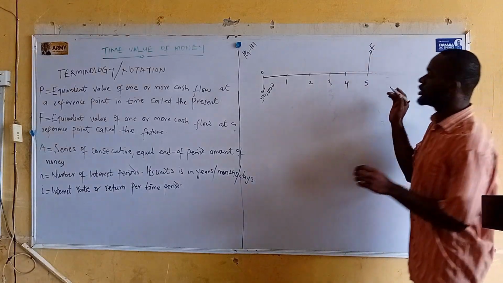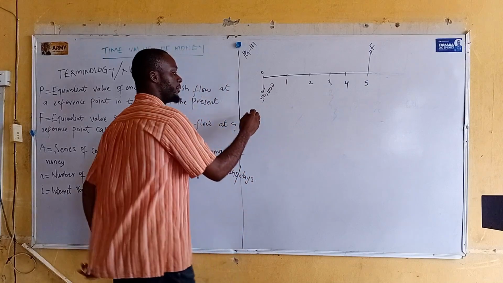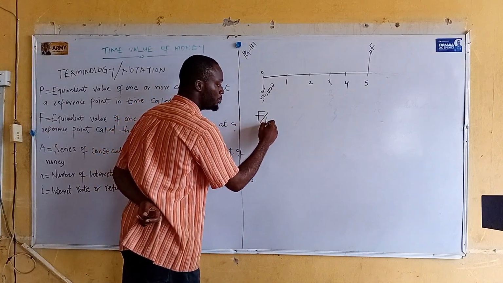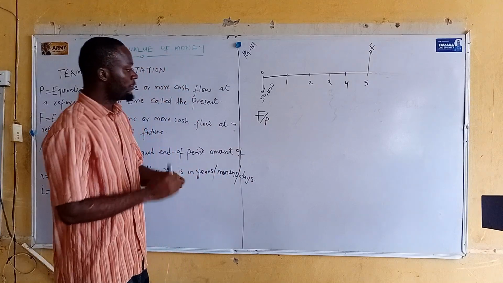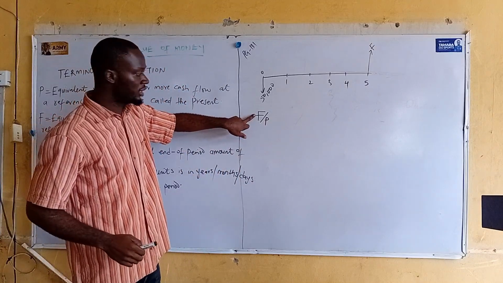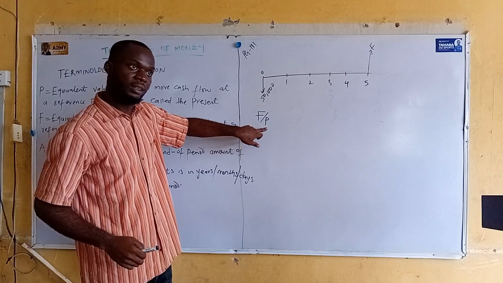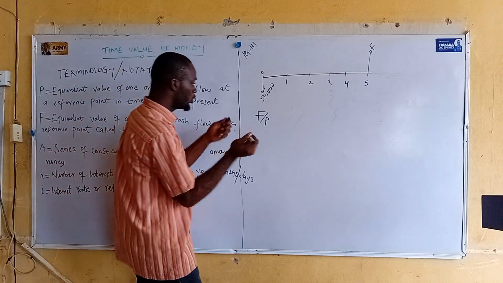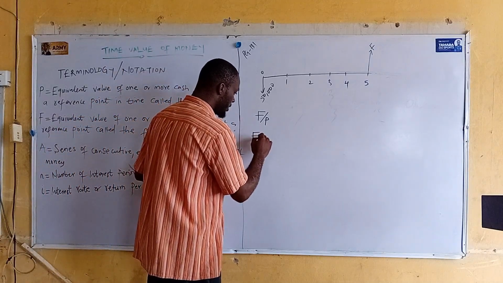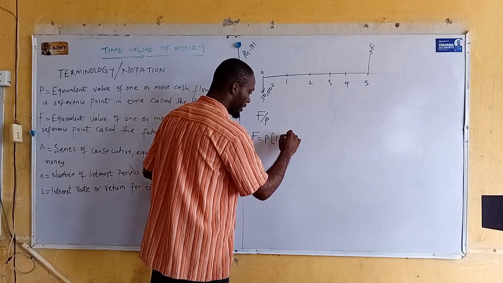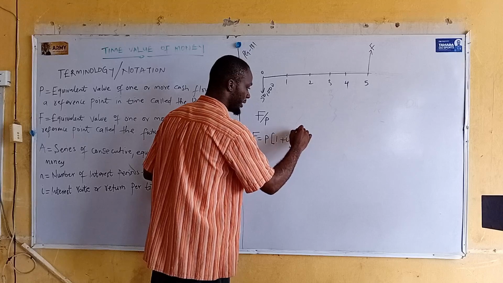So the formula to use is what? You want to find F giving P. You want to find the future value of this money giving the present. So it's the formula to use. So you say F is equal to P bracket 1 plus i raised to the power what? n.